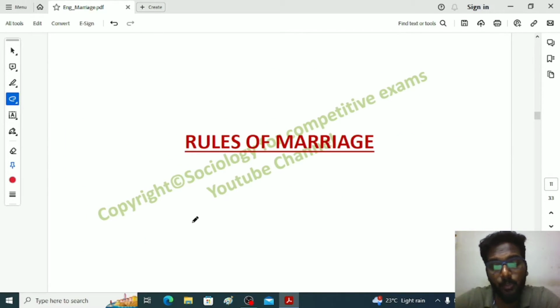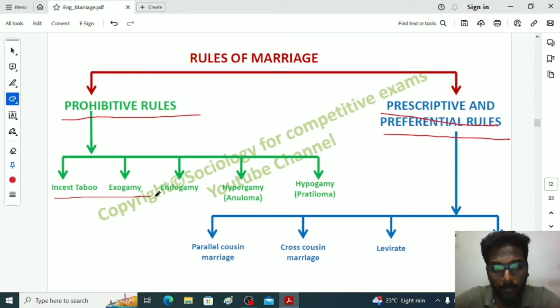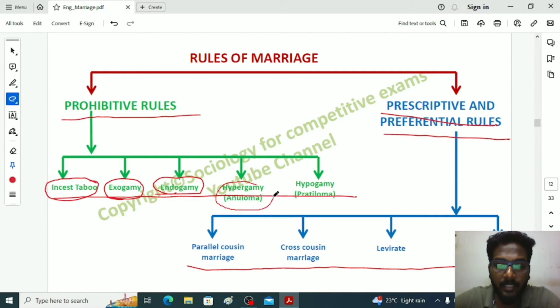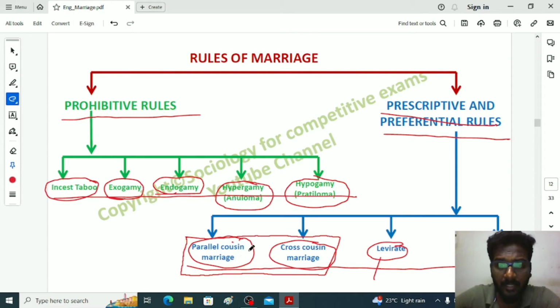Now we are moving on to the rules of marriage. Rules can be categorized into prohibitive rules and prescriptive or preferential rules. There are 5 prohibitive rules and 4 prescriptive or preferential rules, namely incest taboo, exogamy, endogamy, hypergamy, it is also known as Anuloma, hypogamy, it is also known as Pratiloma. Next, we have parallel cousin marriage, cross cousin marriage, and levirate, finally sororate. Further, levirate has 3 different forms of rules, and sororate has 2 different forms of rules that we will discuss in the upcoming slides. As I said in the very first slide, parallel cousin marriage and cross cousin marriage also come under types of marriage under polygamy.